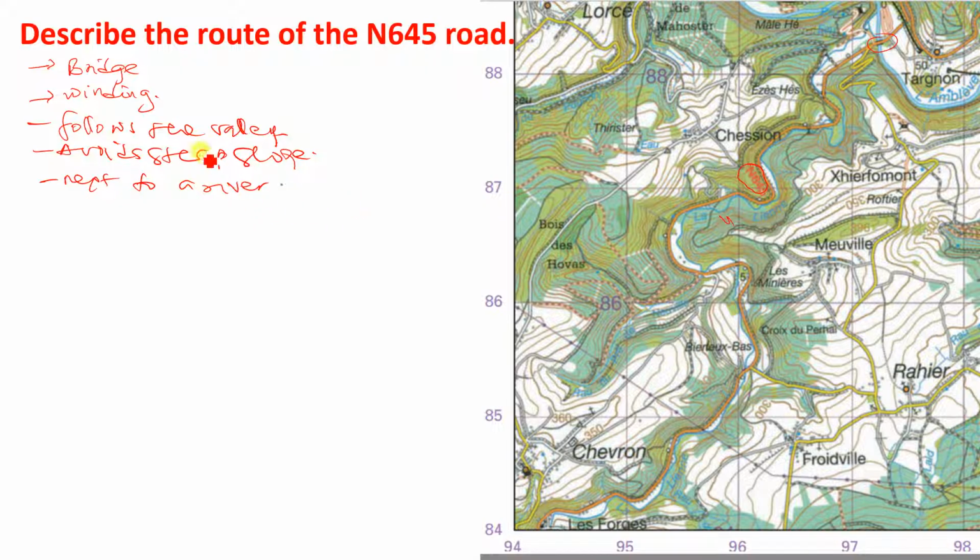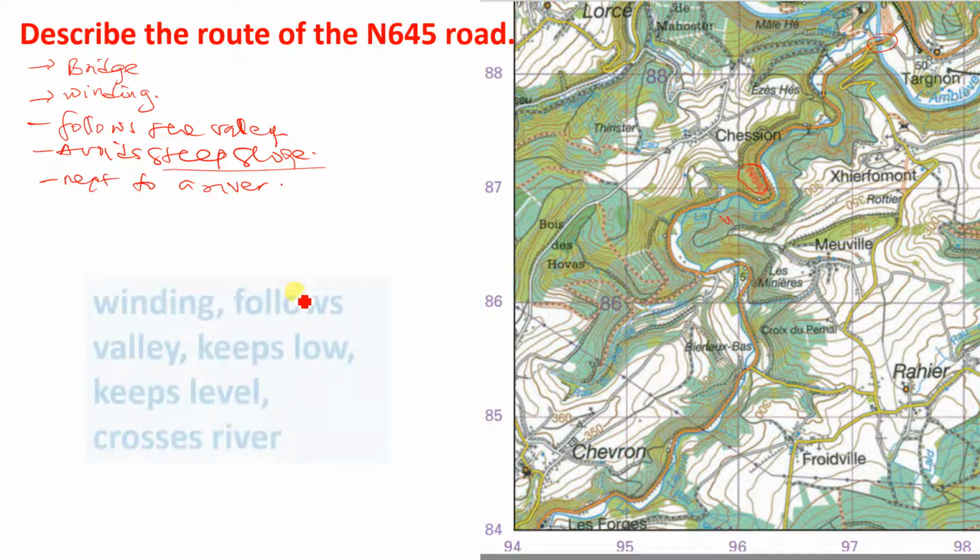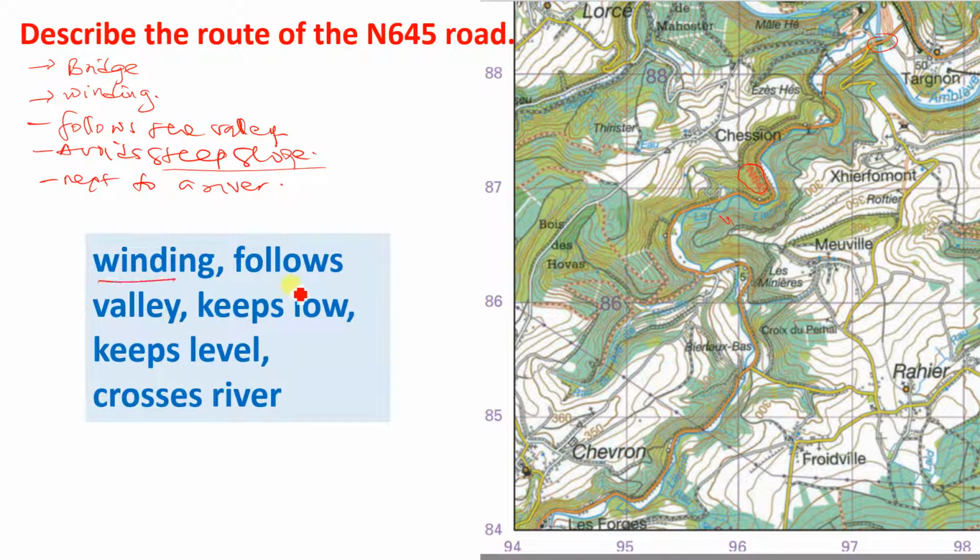Next to a river. Do you get it? We've mentioned it avoids steep slope. So if you avoid steep slope, it's more gentle towards the south. So it follows a gentle slope. So look at the answer. It's windy. It follows the valley. Keeps low, which is gentle. Keeps level, and it crosses a river. That forms the bridge. You get your full mark.